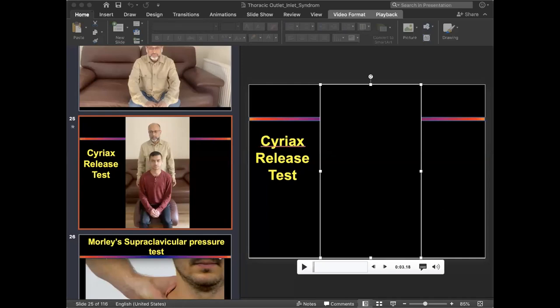This test is based on the theory of the release phenomenon, which follows decompression of one or more of the three areas. So what you're doing here is lifting the shoulder girdle to physically release the compression. I told you one of the problems is that people have poor posture and drooping shoulders. When you've got drooping shoulders, there is a pull on the clavicle and on the first rib, and because of that, there is compression. So in a Cyriax release test you are lifting the shoulder back to neutral position, in fact beyond the neutral position. Because you're physically lifting up the whole area, you are releasing the compression on the chest, on the thoracic outlet.